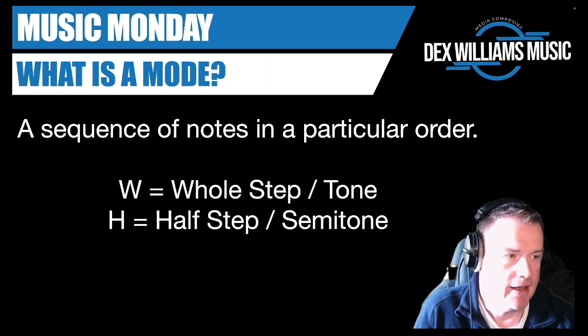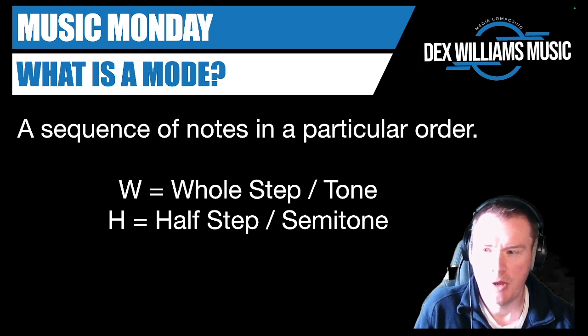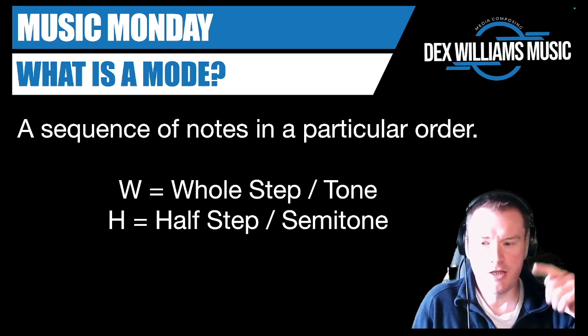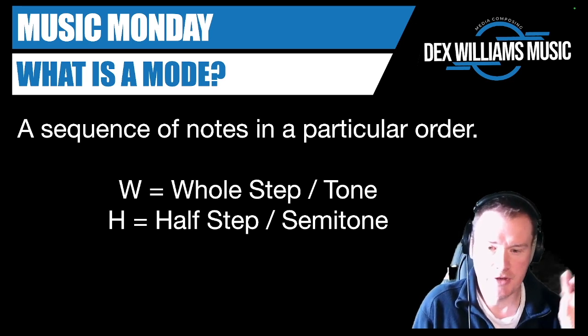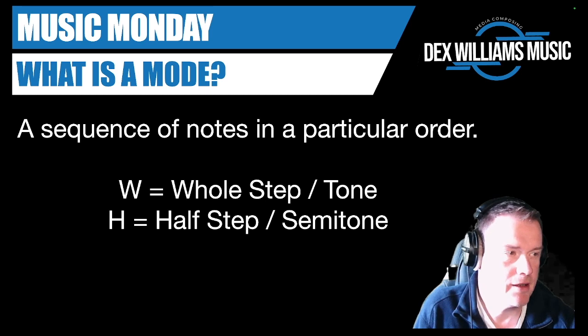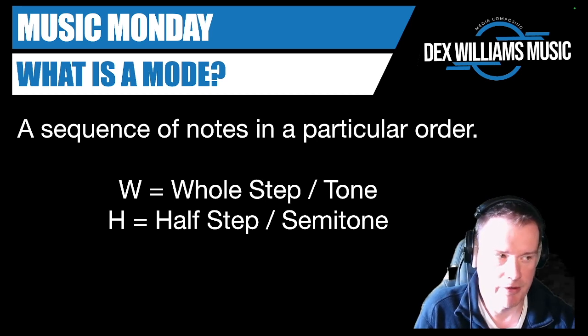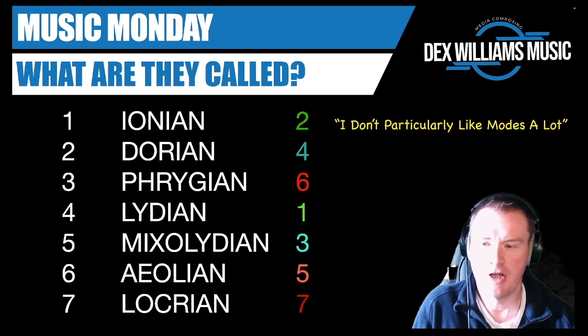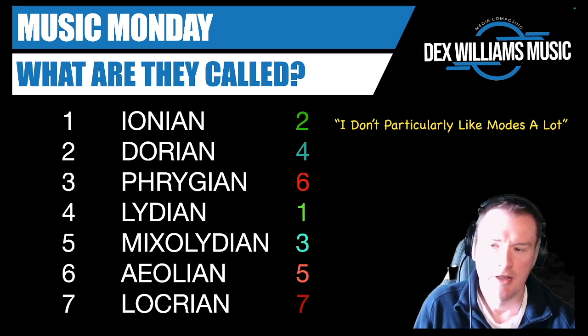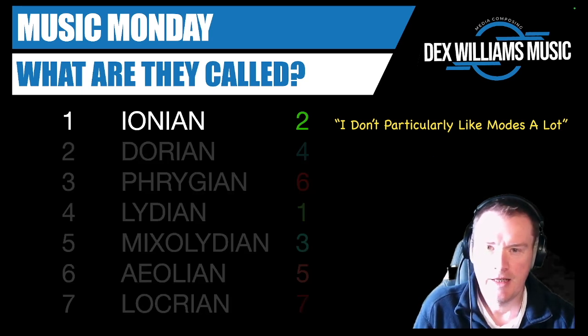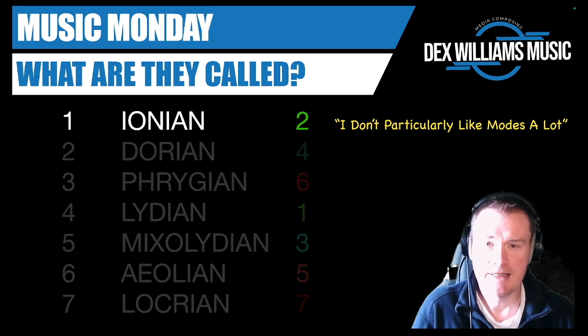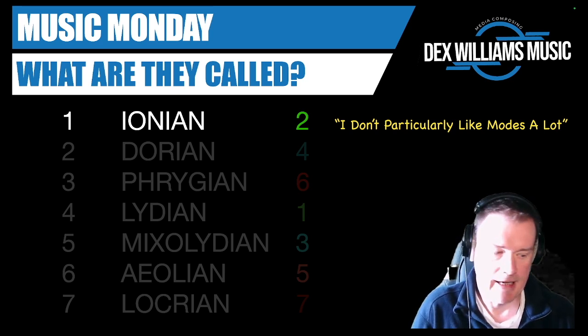The first thing is, from last week when we were talking about modes, we said that was a sequence of notes in a particular order, and we're either using whole steps or half steps, tones, semitones, whichever way you like to think about it, to work out those sequences. And we said there are different modes with different names. The first mode, Ionian, is the major mode. So that's the one we're basically focusing on today.